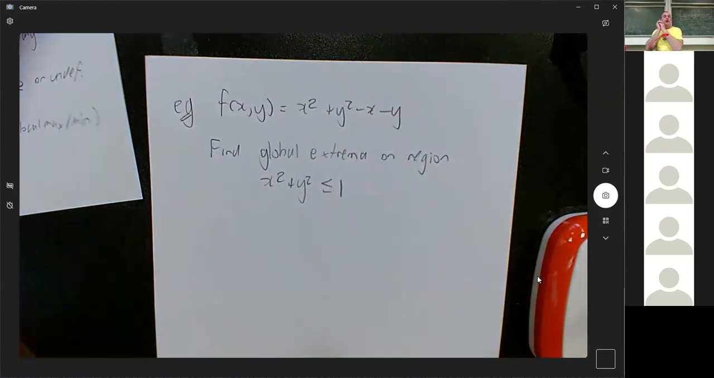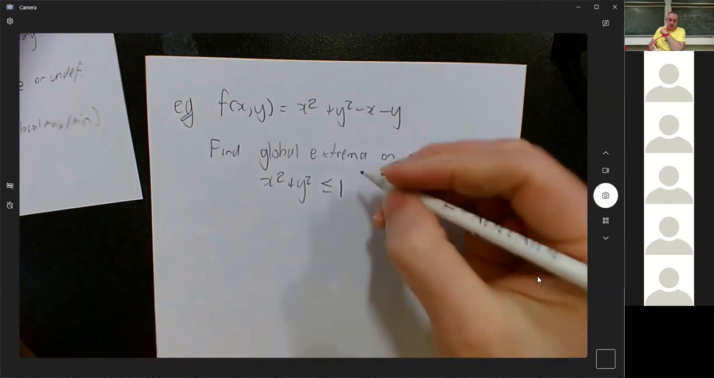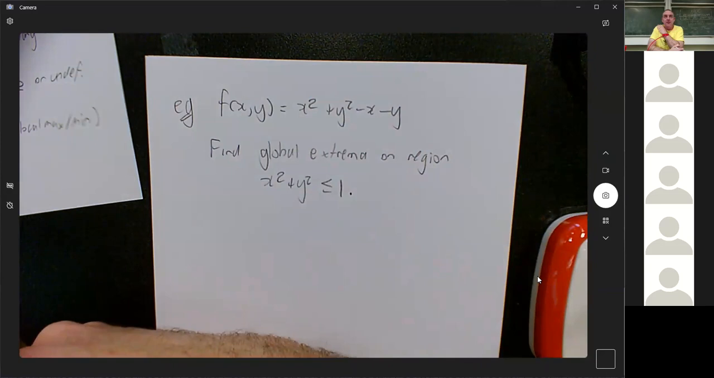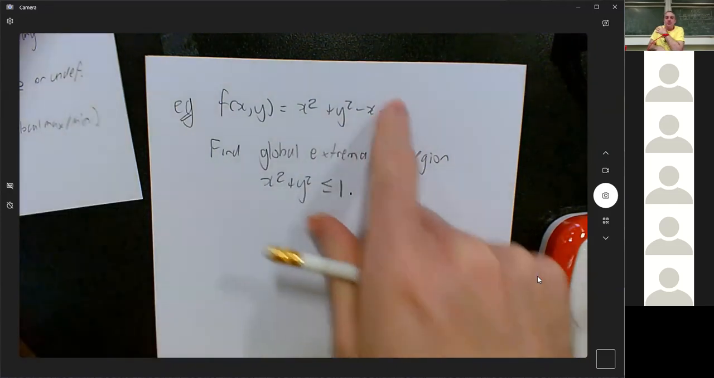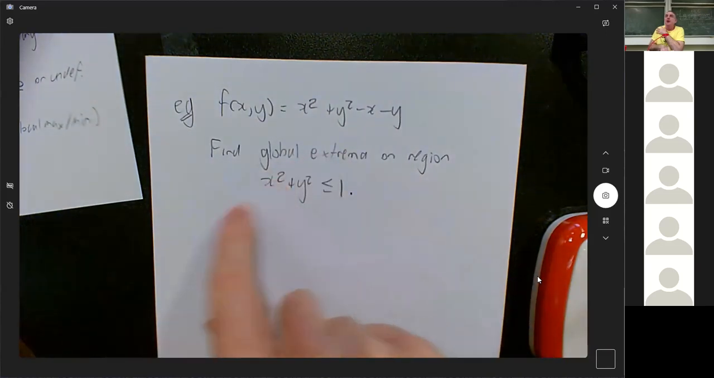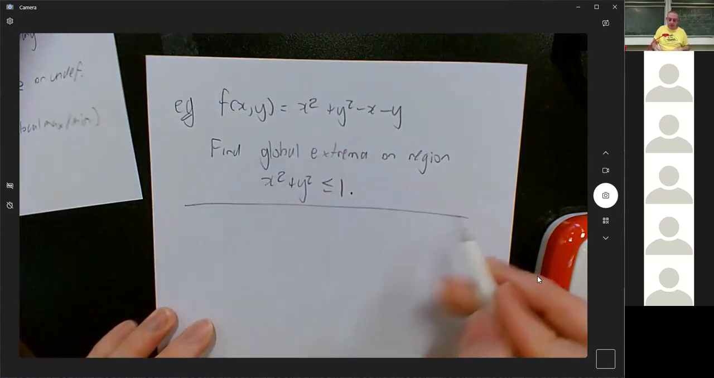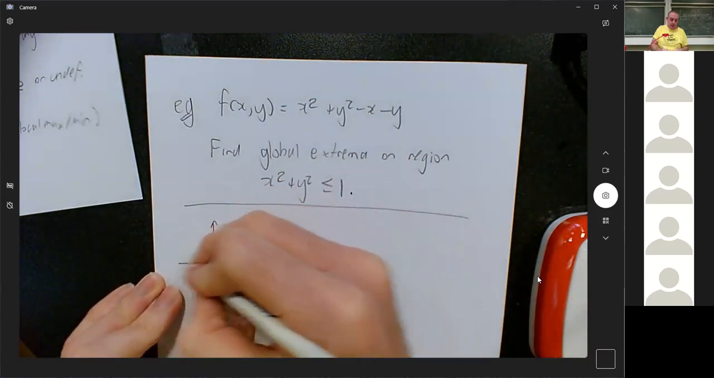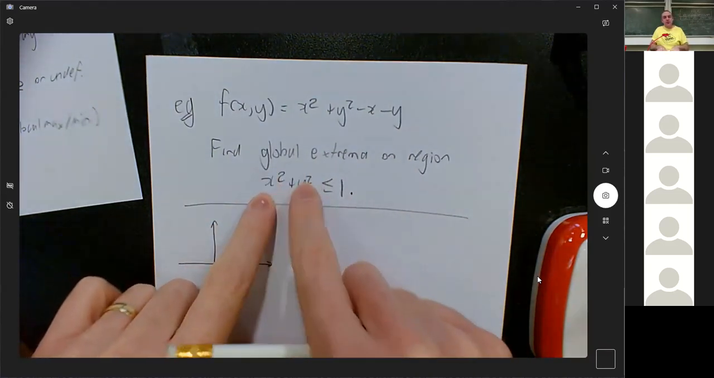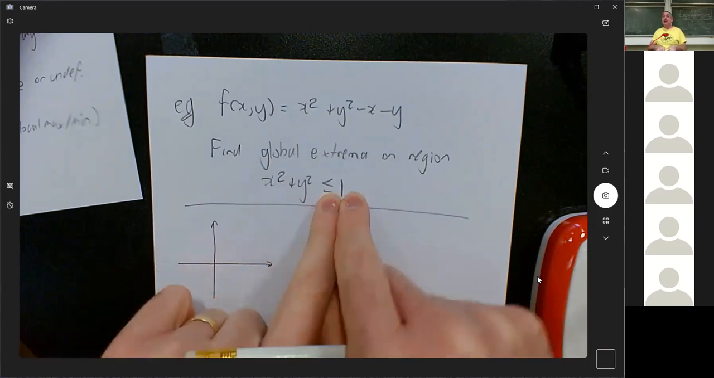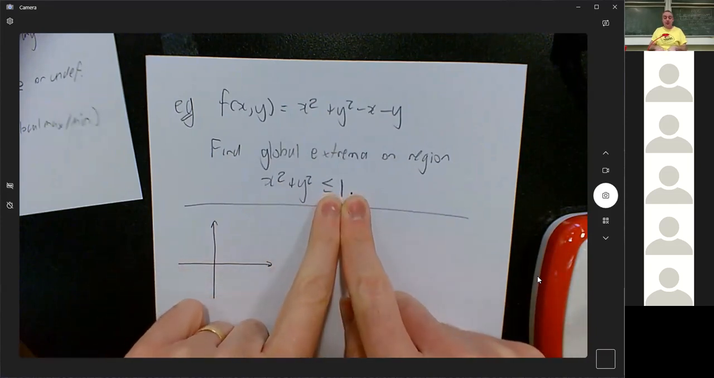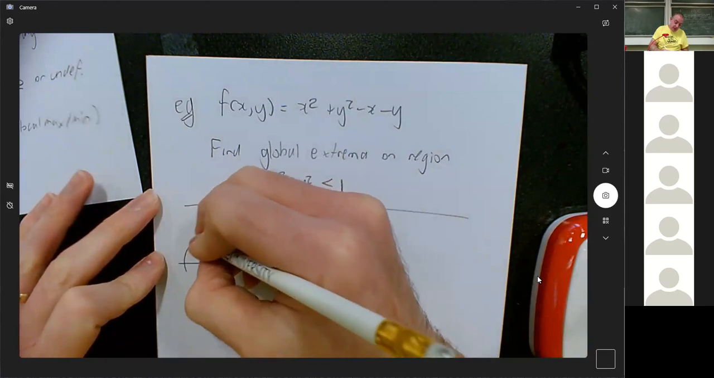So we've got f of x, y is equal to x squared plus y squared minus x minus y. Find the global extrema on the region where x squared plus y squared is less than or equal to 1. So the very first step is probably to draw a picture, just to have a feel for what's going on. And x squared plus y squared is equal to 1 would be a circle of radius 1. And x squared plus y squared is less than or equal to 1 is everything inside the circle of radius 1.